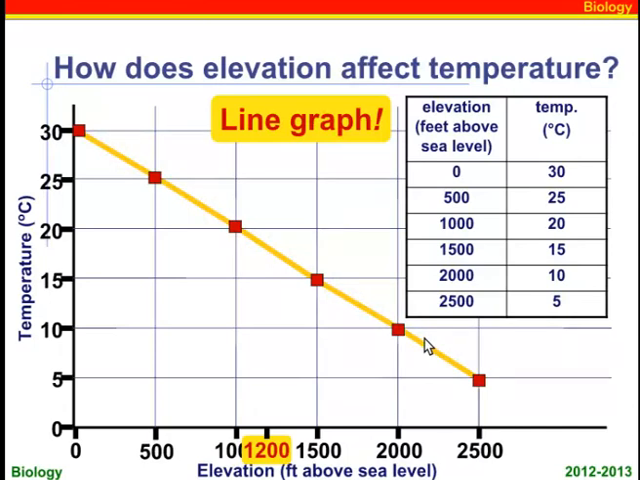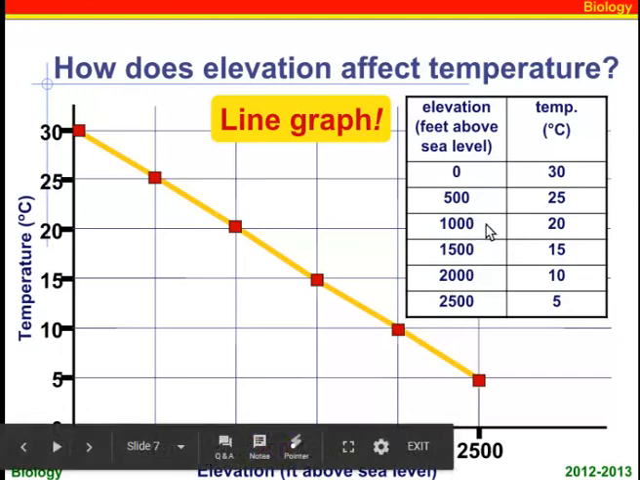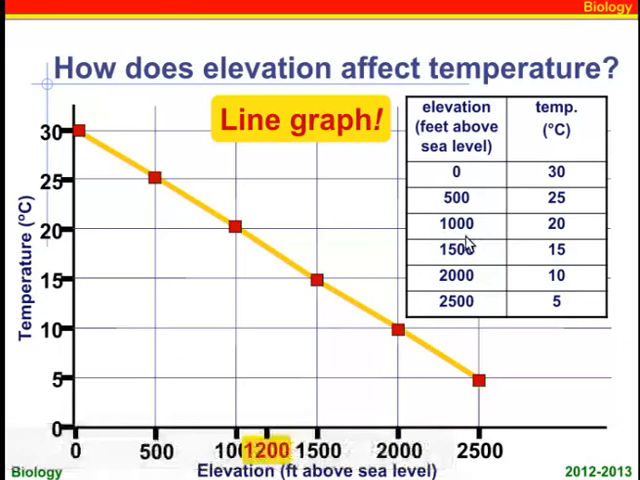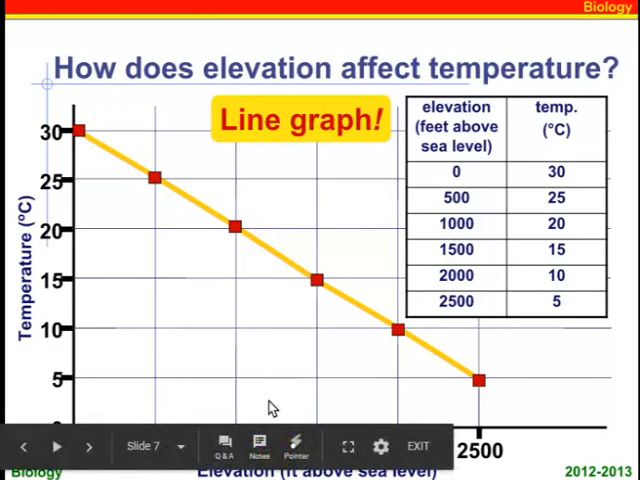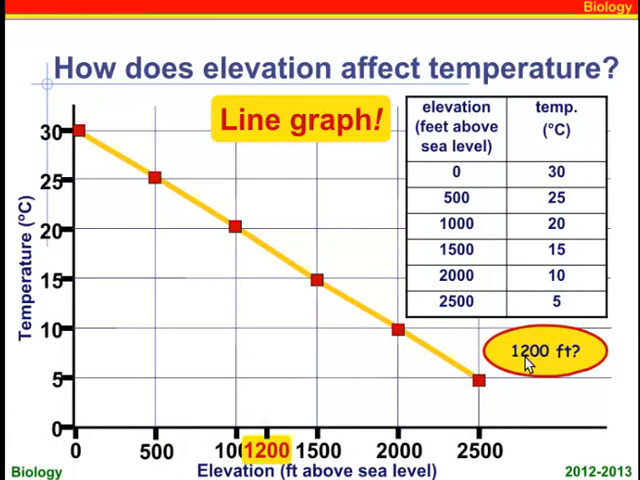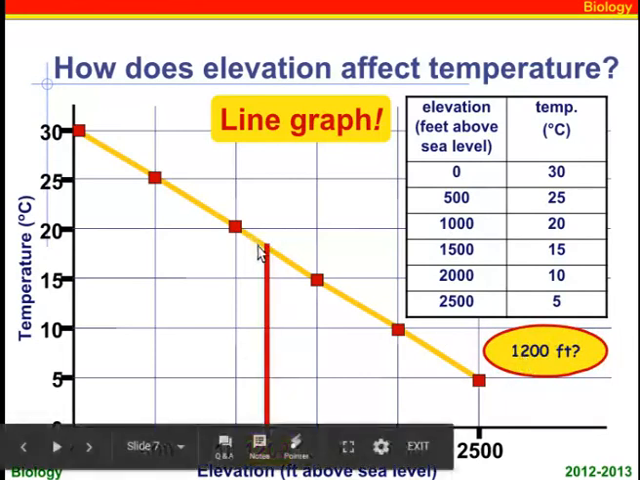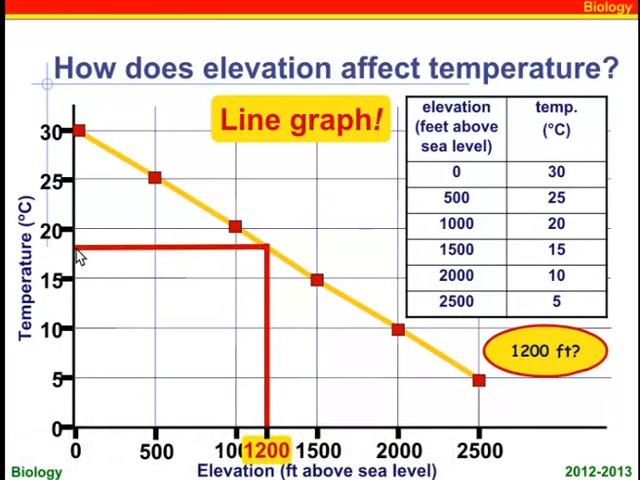And the nice thing about a line graph is you can actually predict data points that you don't actually have data for. For instance, we could find out what the temperature would be at 1,200 feet above sea level. All right, all we have to do is find 1,200 along the bottom axis here. All right, and we have to follow it up to the line. And if we read it across this way, we find that the temperature would be about 18 degrees. So even though we didn't take data at that particular point, we can still find it out using a line graph.